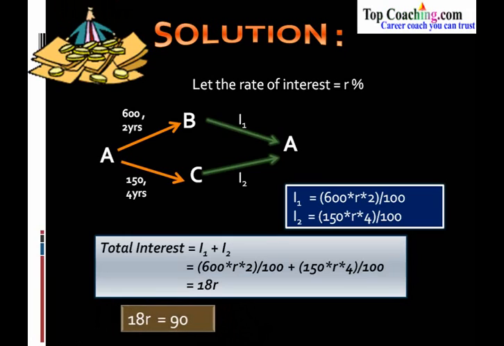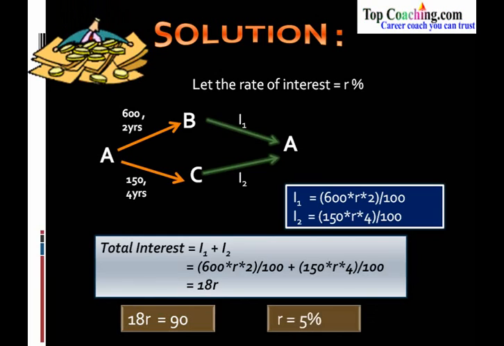But given in the problem is that this total interest is equal to 90 rupees. Thus 18R is equal to 90 rupees. And from this equation, what do we get as the value of R? We get the value of R as equal to 5%. So the rate of interest is equal to 5%.